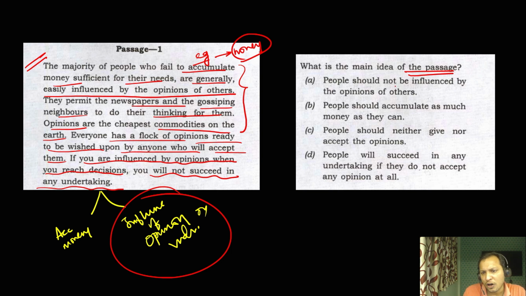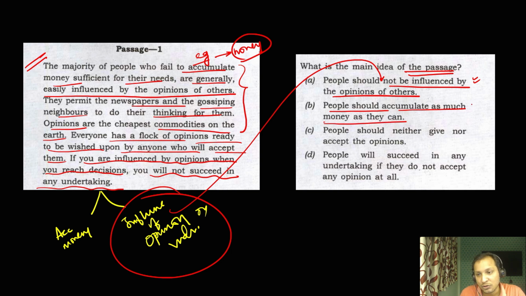Okay, so option A: people should not be influenced by opinions of others. Obviously, as I told you, it is talking about influence. So this may be the answer. Next option, people should accumulate as much wealth, as much money as they can. Okay, as I told you, this is not about accumulation of money. This passage is not about accumulation of money.